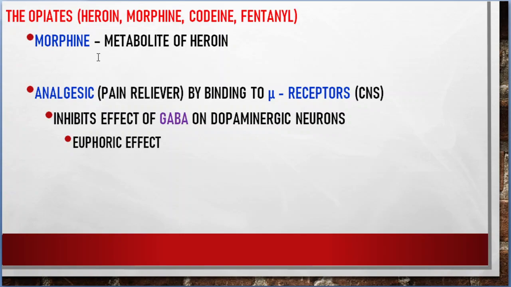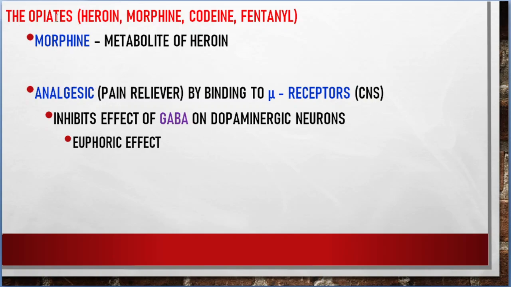So let's begin with your morphine. Your morphine is actually the metabolite of your heroin. So your heroin is metabolized to morphine. It is actually the synthetic opiate from your morphine. So yung heroin natin ay actually nagmula sa ating morphine. So diyan, nagmula ang ating heroin from a synthetic opiate.